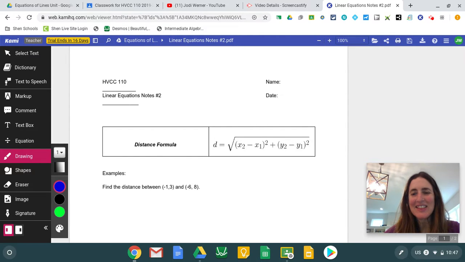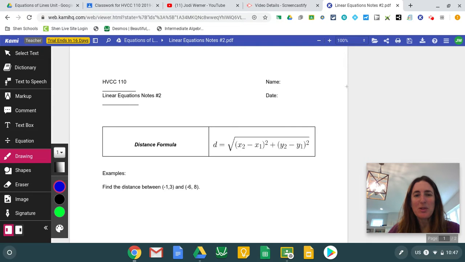Hi guys, lesson 2 on linear equations. I'm so excited. It's everybody's favorite from last year in geometry, the distance formula and the slope formula. So this should be great. Should be a little review for you guys.